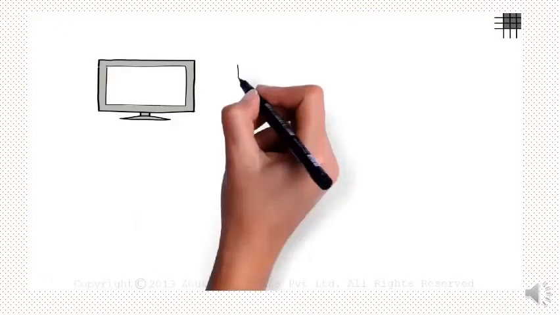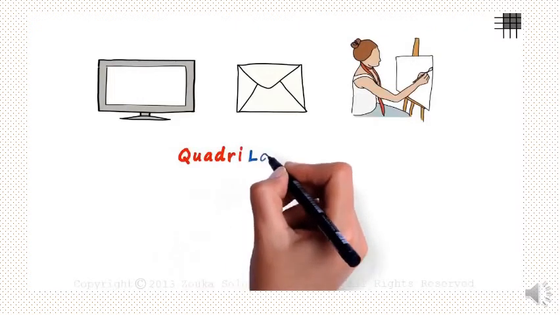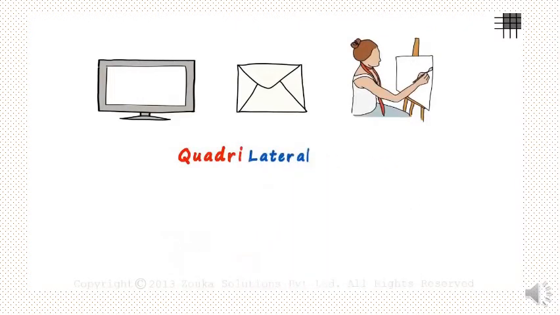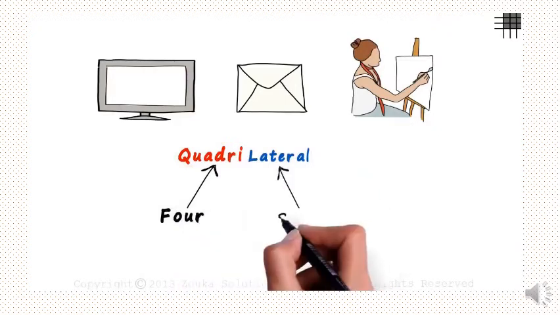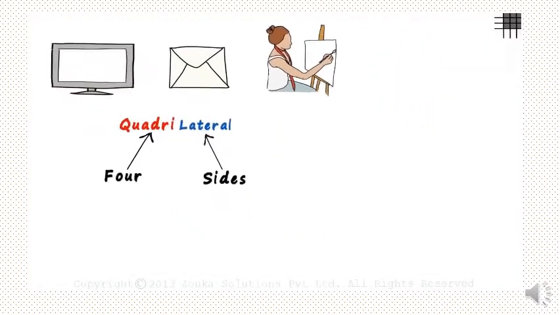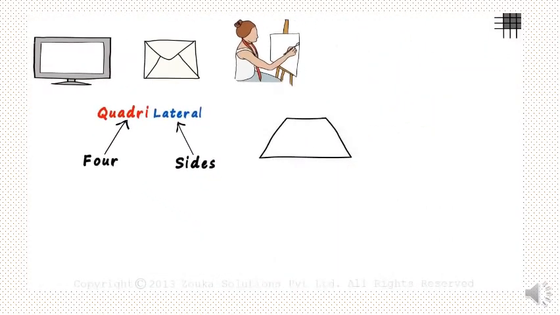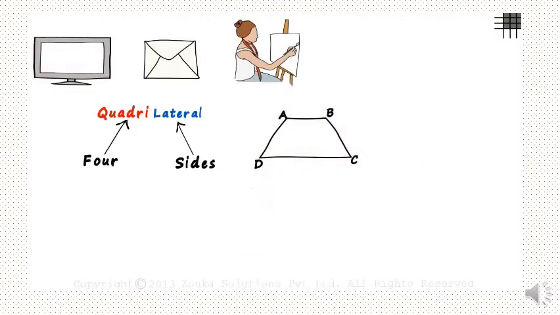A screen, an envelope, or a canvas are all examples of quadrilaterals. Quadrilateral is one word, but you can see that this part is colored red and this part is colored blue. Basically, quadri means four and lateral means sides. If you observe, all these things have four sides. This is an example of a quadrilateral. To name a quadrilateral, we give names to these 4 points. We call them A, B, C, and D.